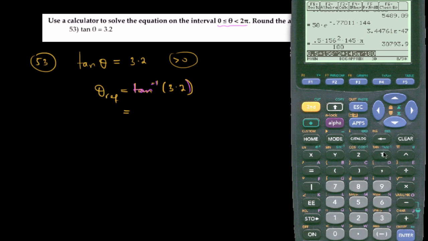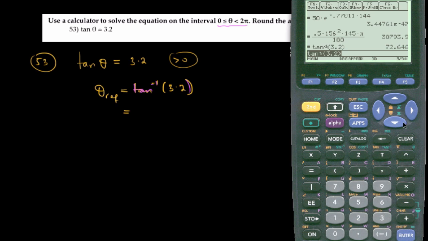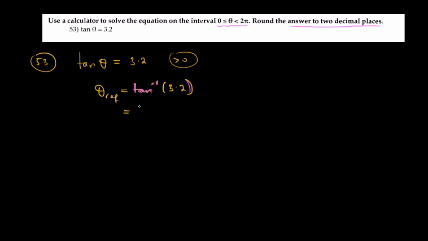You can see the sine, cosine, tan here, and the next one is arctangent. So we go arctangent of 3.2, we close bracket, equals. That gives us 72.646. Now this is your reference angle. This is the first step: you find the reference angle.